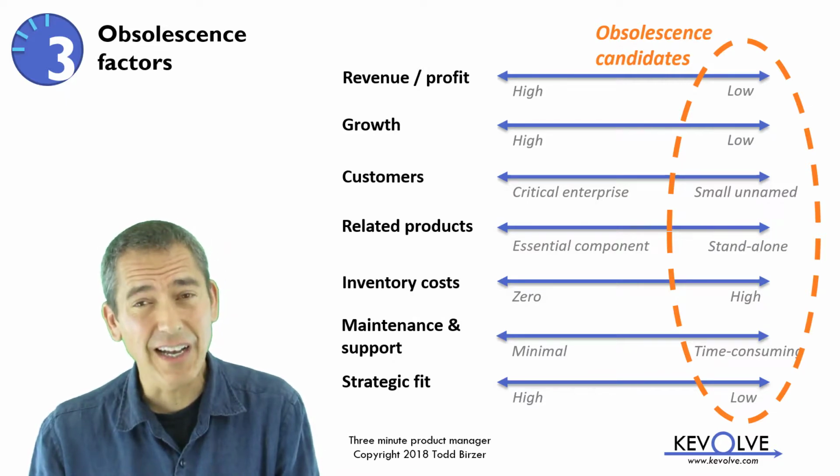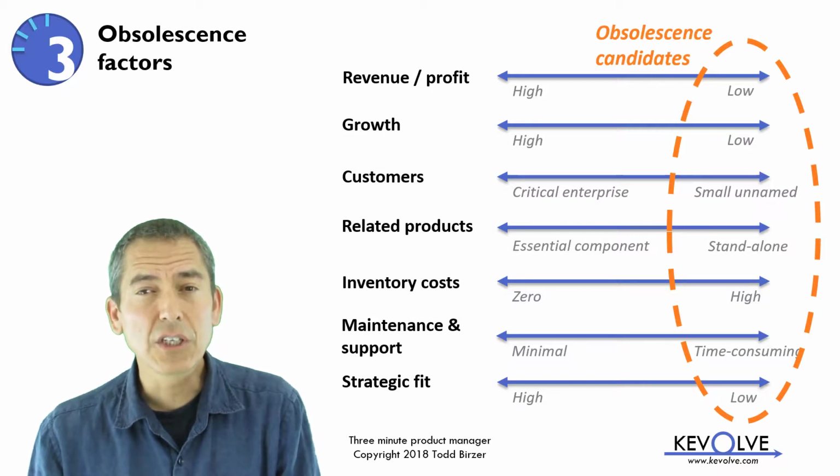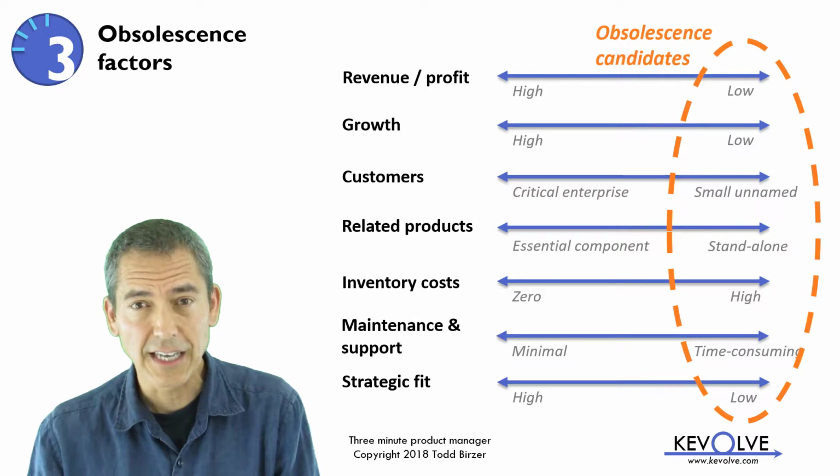Inventory costs, if they're high, that's a strike against a product. Maintenance and support, if it's time consuming. And then strategic fit. Does it fit? Maybe it fit at one point, but at this point it has very low strategic fit. So when you look at your products and if they show up on the right of this list, those are potential obsolescence candidates.